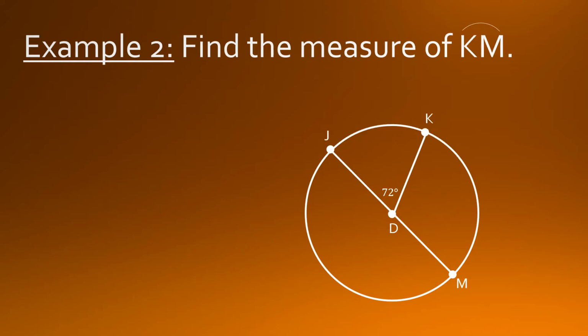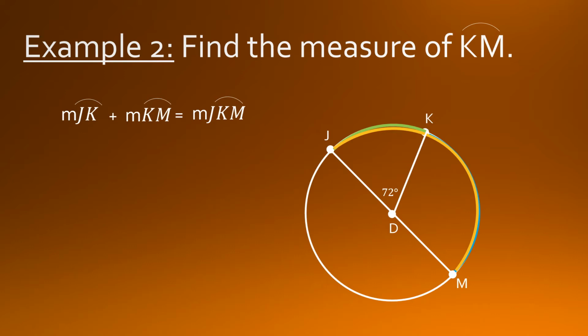In example 2, we are being asked to find the measure of arc KM. Now, we're going to use the arc addition postulate again. It's going to look a little different when we solve, but let's check it out. So arc JK plus arc KM is equal to the measurement of arc JKM, which, what do we notice? We notice that's a semicircle, and we know a semicircle measures 180 degrees, right?